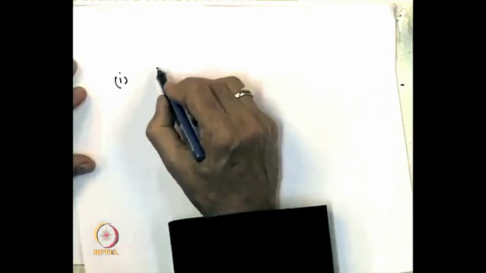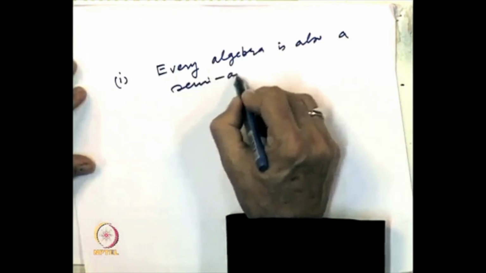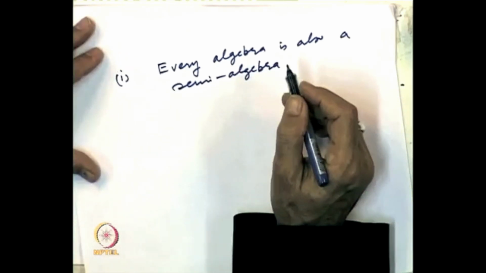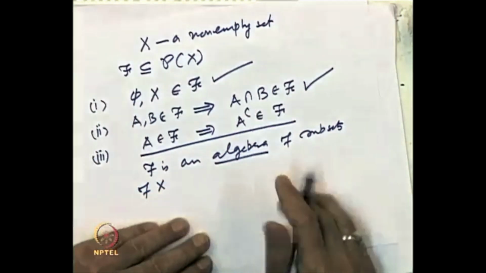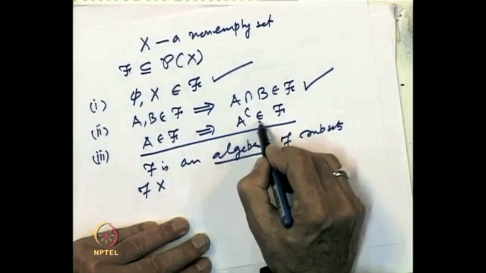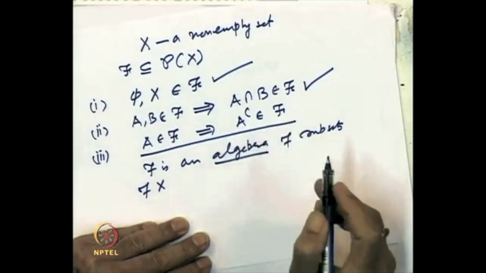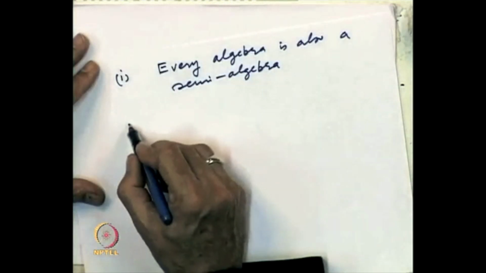So let us look at some examples of this again to understand. So first observation, of course, every algebra is also a semi-algebra, right? Because of the third property that we looked at, namely in a semi-algebra, one would like to have a complement to be a disjoint union of elements of F. In algebra, it is itself in F, so it is much stronger. So every algebra is also a semi-algebra.